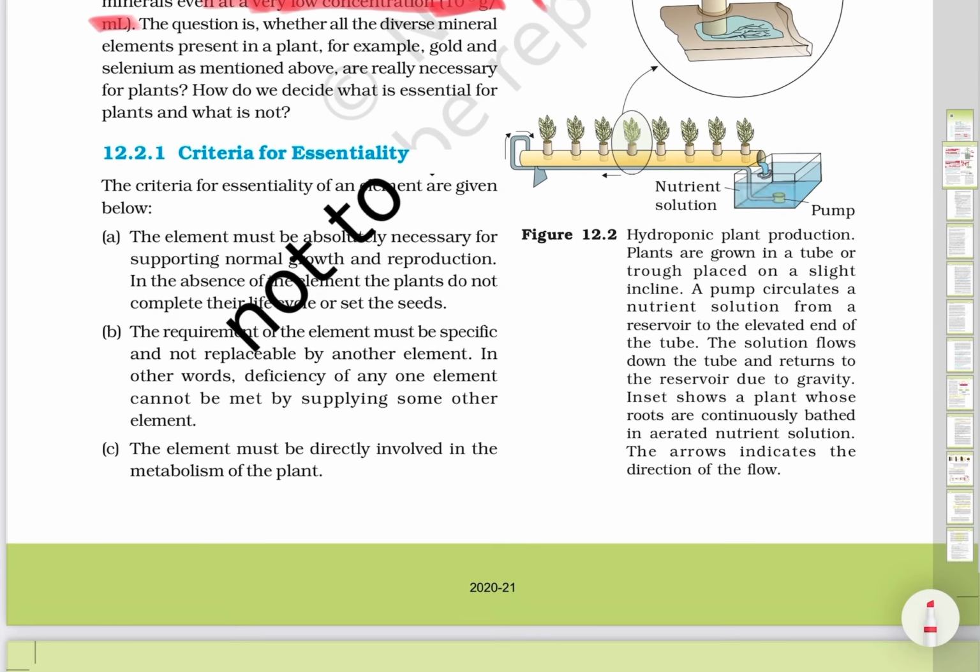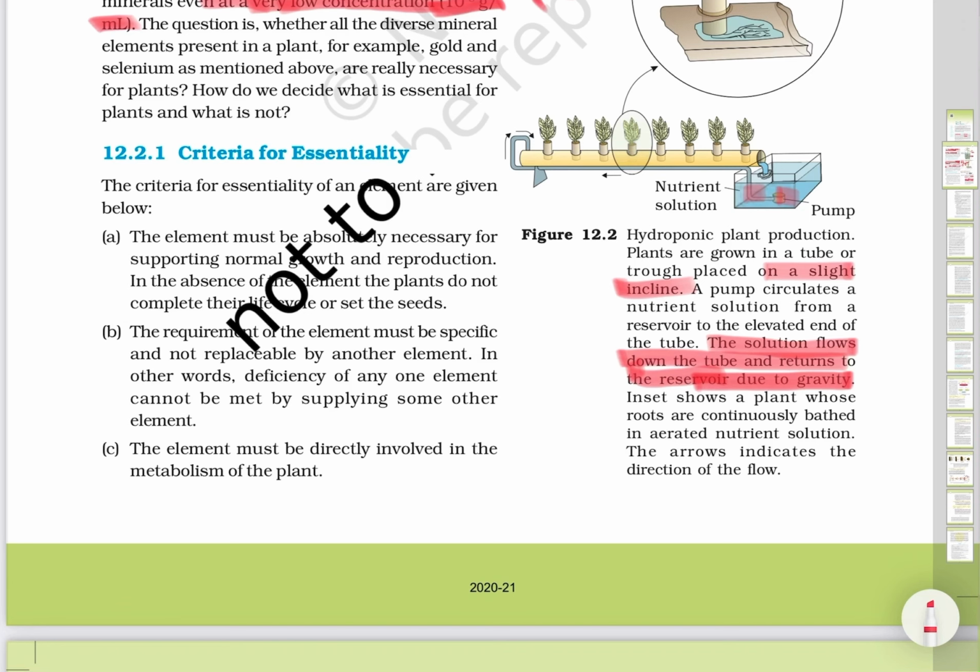Criteria for essentiality. Okay, here is the nutrient solution, here the pump. In hydroponic plant production, plants are grown in a tube placed on a slight incline. A pump circulates the nutrient solution from the reservoir to the elevated end. The solution flows down the tube and returns to the reservoir due to gravity. The plant's roots are continuously bathed in aerated nutrient solution. The arrows indicate the direction of flow.